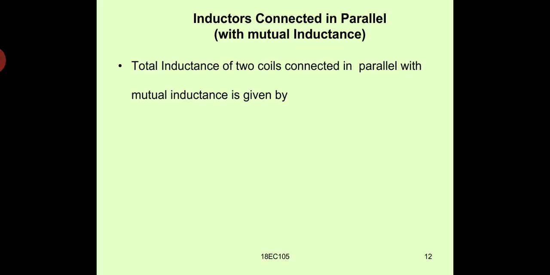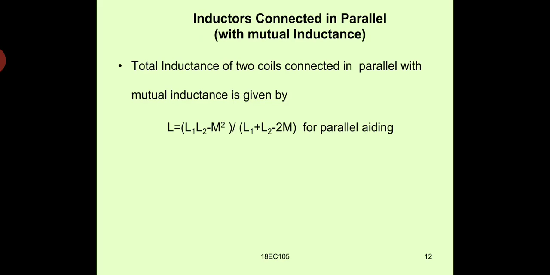So the total inductance of the two coils connected in parallel with mutual inductance is given by L equivalent equal to (L1 into L2 minus M square) whole divided by (L1 plus L2 minus 2M) for the parallel aiding. So for aiding it will be minus 2M.